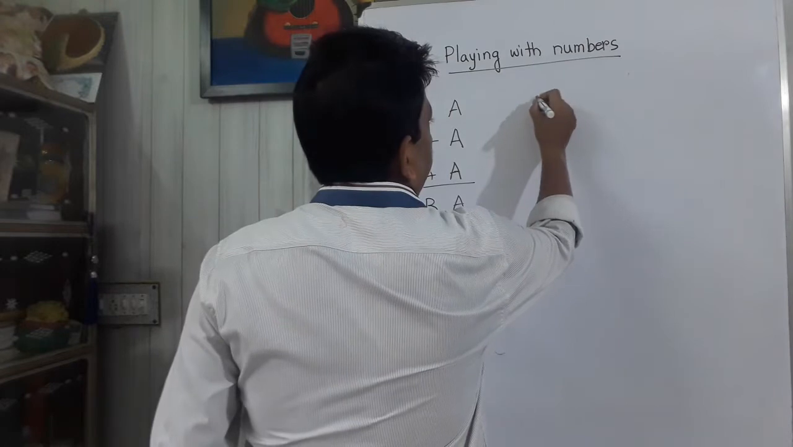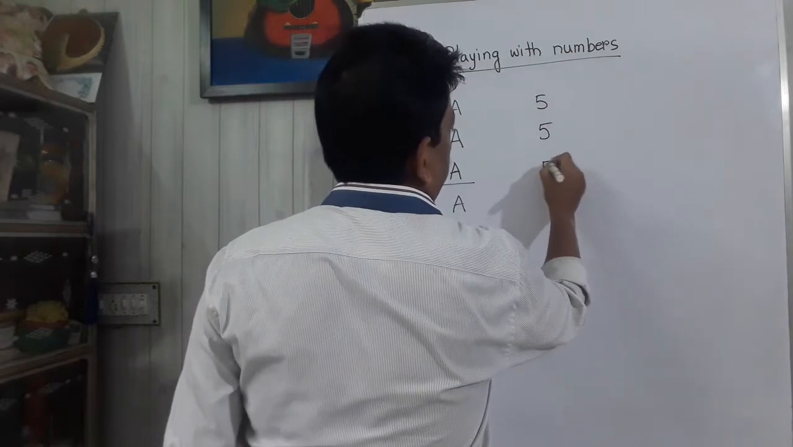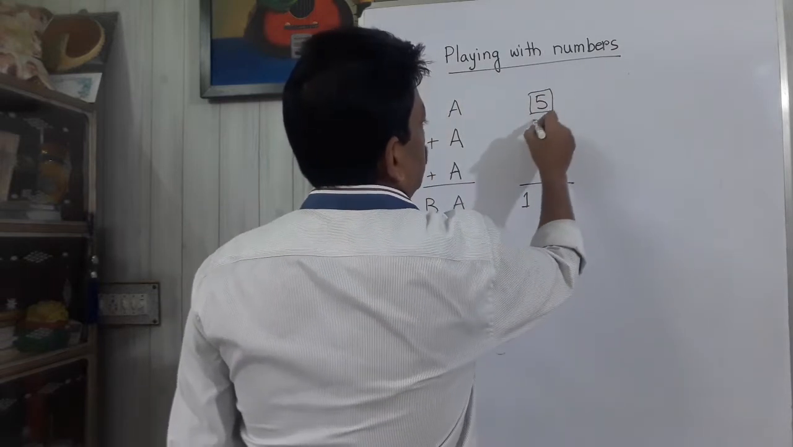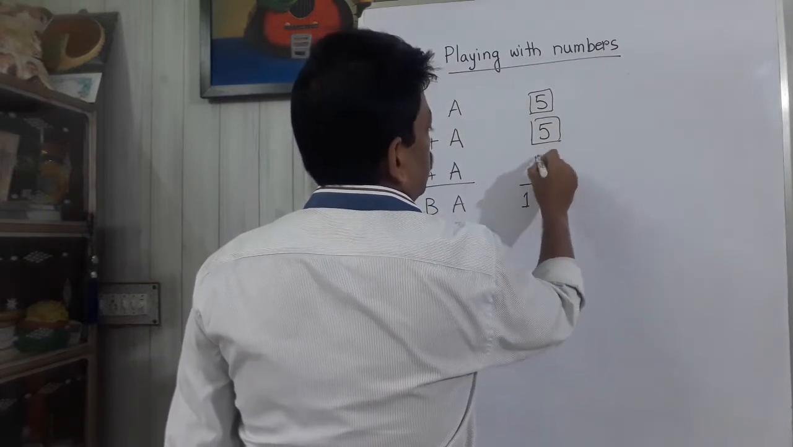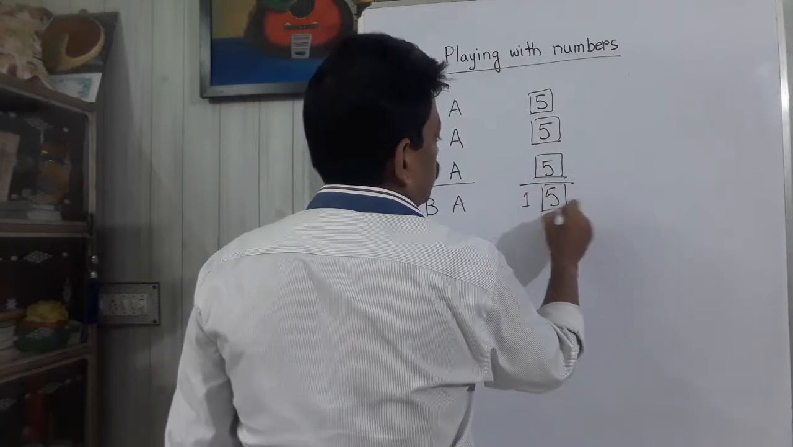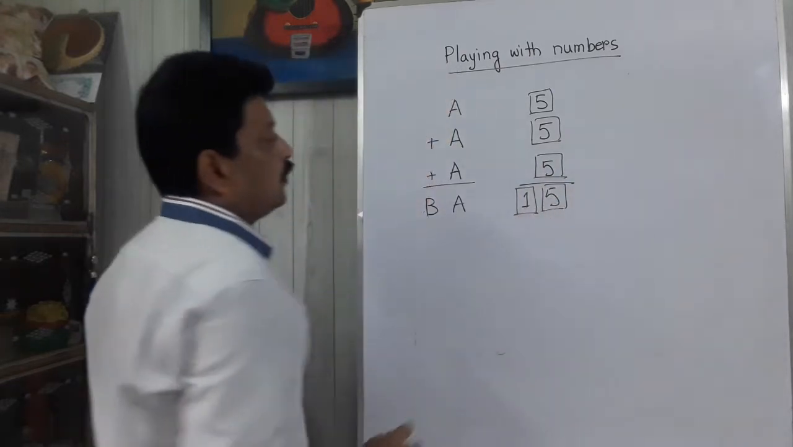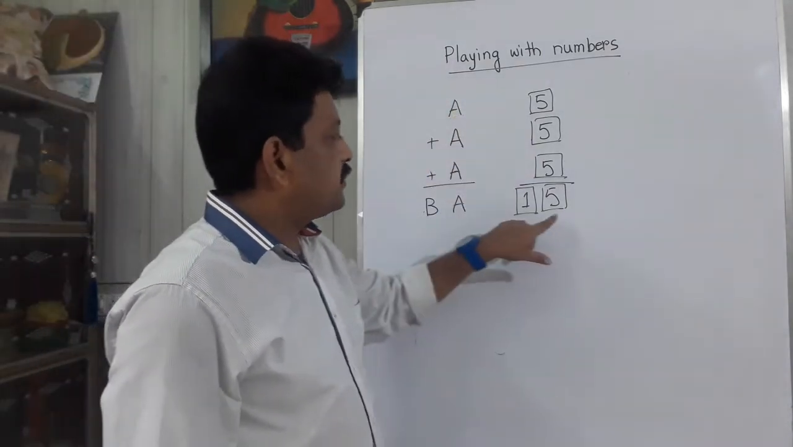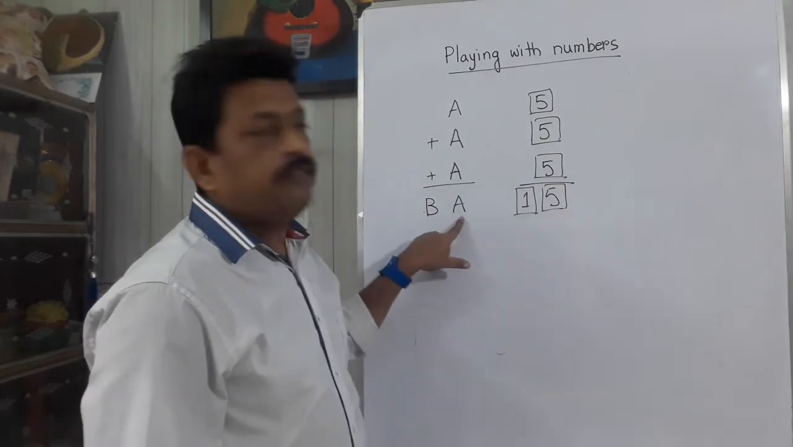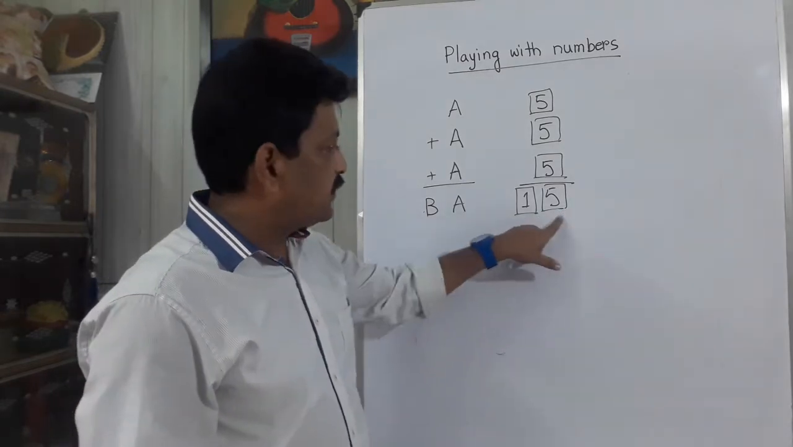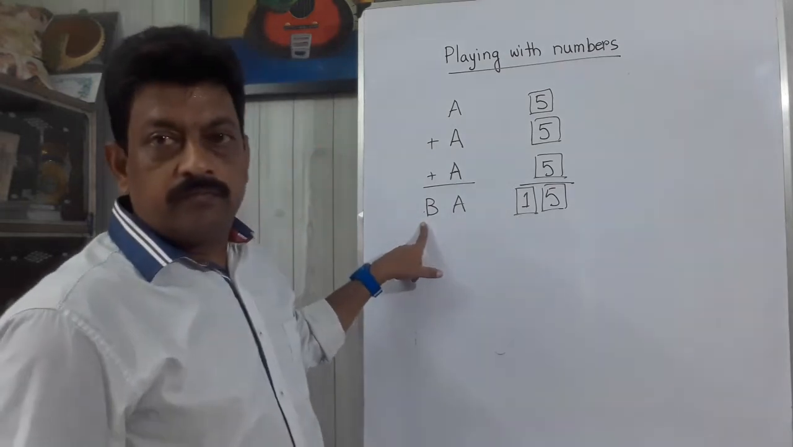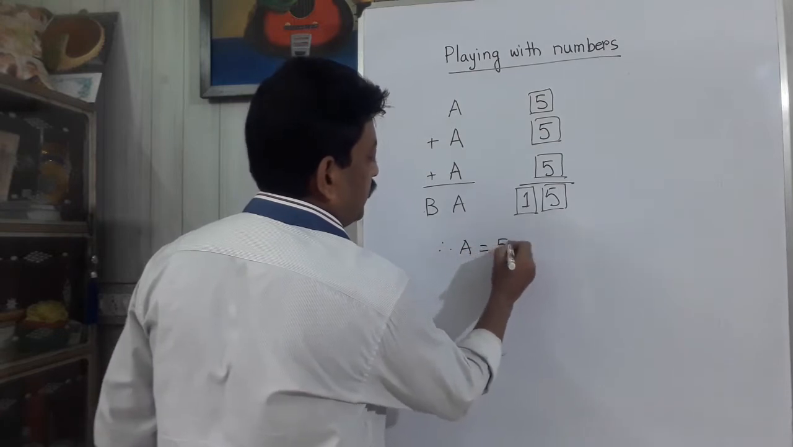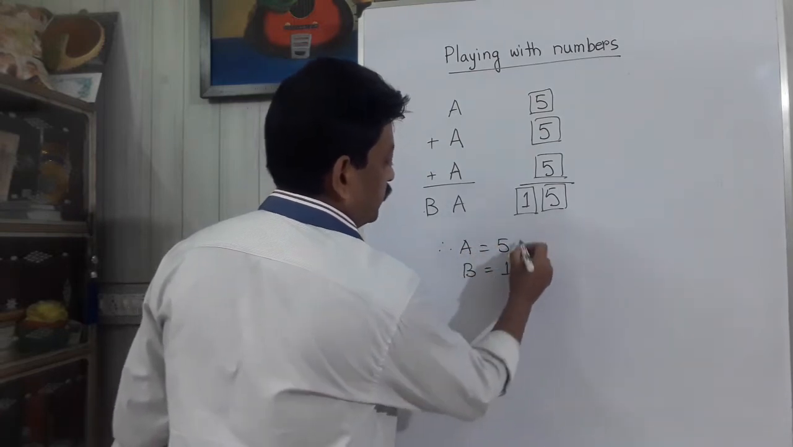So here 5 plus 5 plus 5 gives 15. Now see the question and see the answer and check whether it is matching or not. A is replaced by 5, so we are getting the sum also as 5 at the unit place. It is matching, and B can be anything. Therefore, we can say that A is equal to 5 and B is equal to 1. This is the answer.